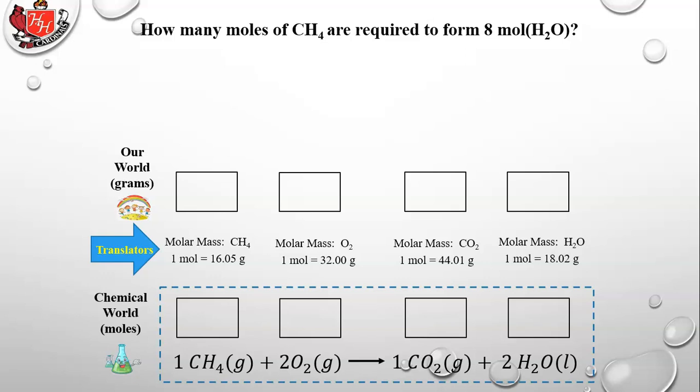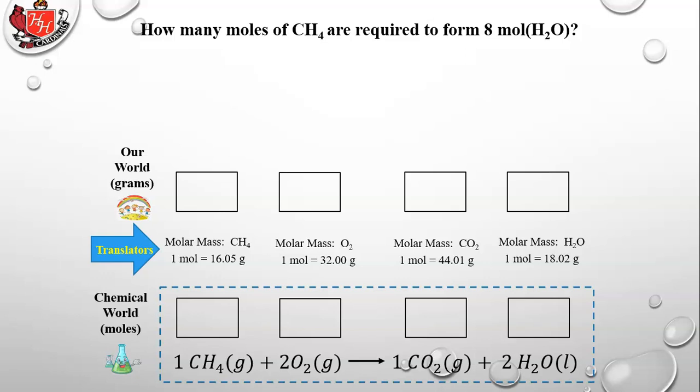Okay, so in order to get from the grams that we measure in to the moles that the chemical equation understands, numbers of molecules, we need to have the translator, and that's the molar mass of each substance. So again, it has to be a pure substance, and we have to know the molar mass, the conversion between moles and grams of that substance. So for CH4, it's 16.05 grams per mole. For O2, each oxygen is 16, so O2 is 32 grams per mole.